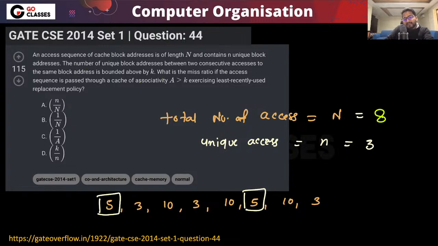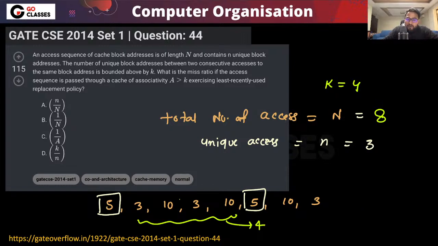Okay, now they are again saying that in between two accesses of the same block, in consecutive accesses to the same block address, it is bounded by k. Which means, let's suppose k is 4, it can never go beyond 4. So if you are accessing this 5 again, then the number of blocks in between that you are accessing is at most 4. At most in between you will be accessing 4.